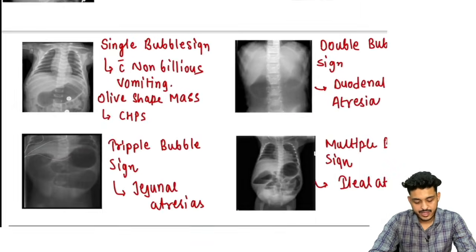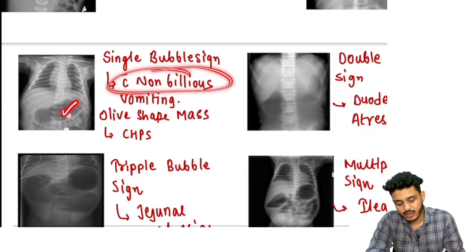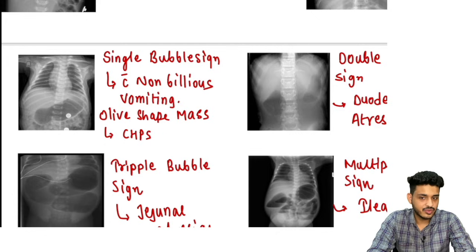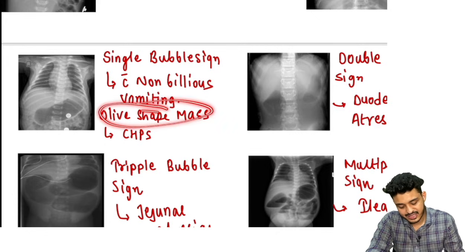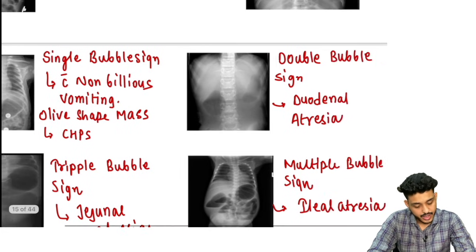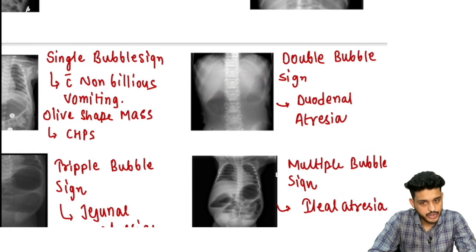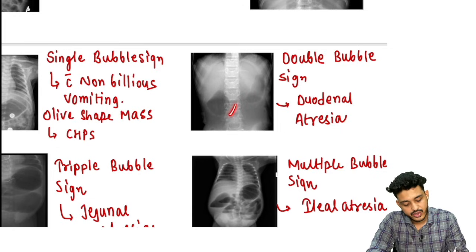Then we have got some air bowel signs. This is your single bowel sign. Single bowel sign with non-bilious vomiting and an olive shaped mass is going to be CHPS, or biliary atresia. If you find a double bowel sign, this is going to be the case of duodenal atresia. You will be having duodenal atresia, double bowel.